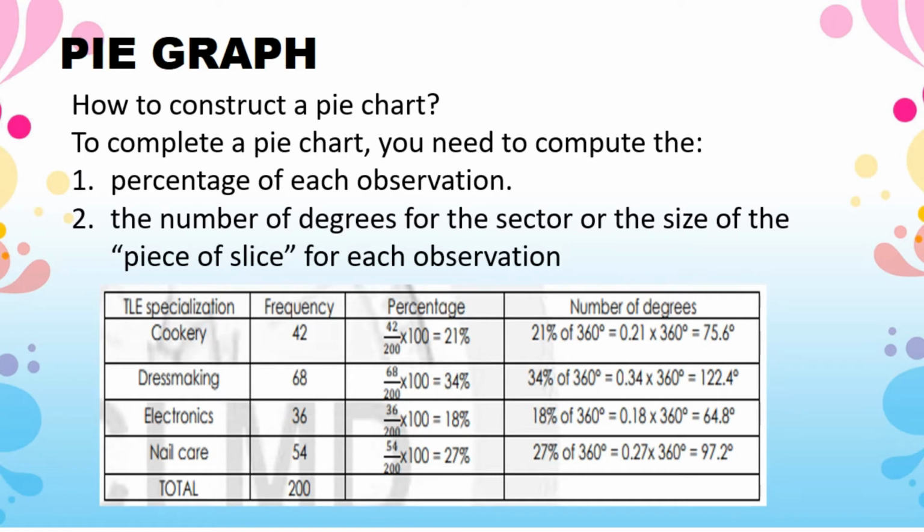In dressmaking, 68 divided by 200 times 100 equals 34%. Get the 34% of 360, it yields 122.4 degrees. In electronics, 36 divided by 200 times 100 will give you 18%. 18% of 360 is 64.8. For nail care, 54 divided by 200 times 100 equals 27%. 27% of 360 is equal to 97.2.